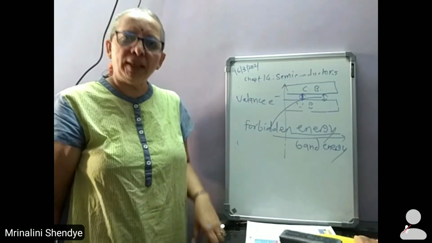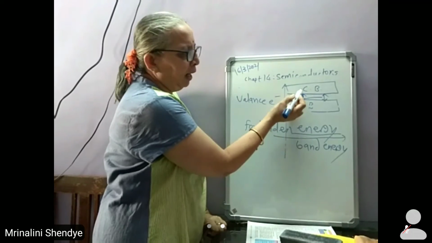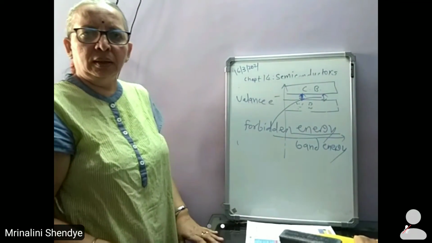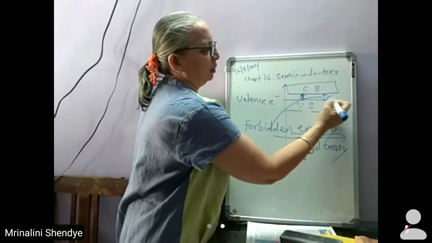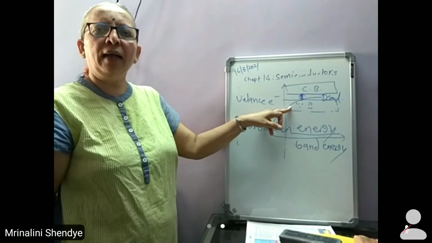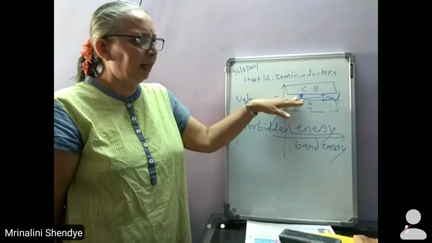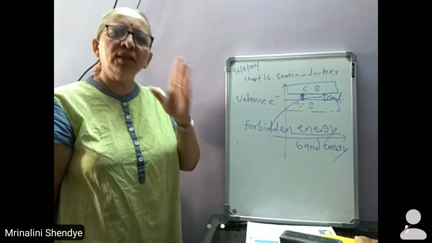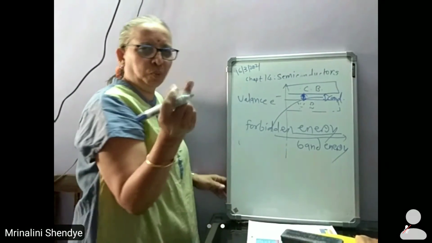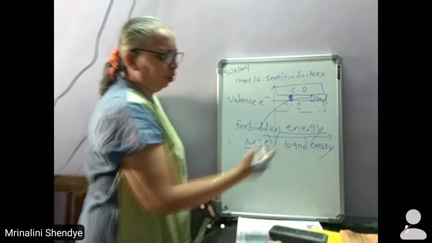For a few materials, we don't get this energy gap. The valence band and conduction band overlap. This is for conductors, and hence the valence band has free electrons. They can conduct because they lie in the conduction band also. For semiconducting materials, this forbidden gap is very small. It is of the order of 3 electron volt.